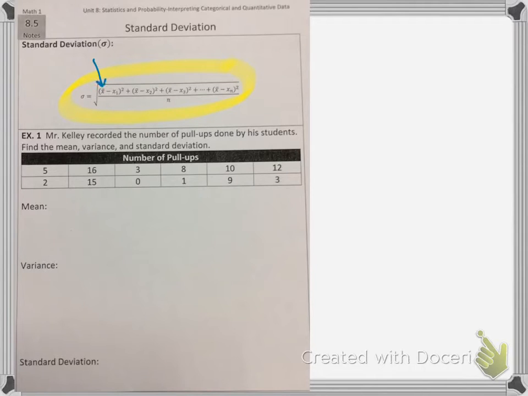But this x with the line over it really means the average. So we're going to be taking the average. We're going to be subtracting some numbers from them. We're going to square them. Really, the formula is quite simple to look at.